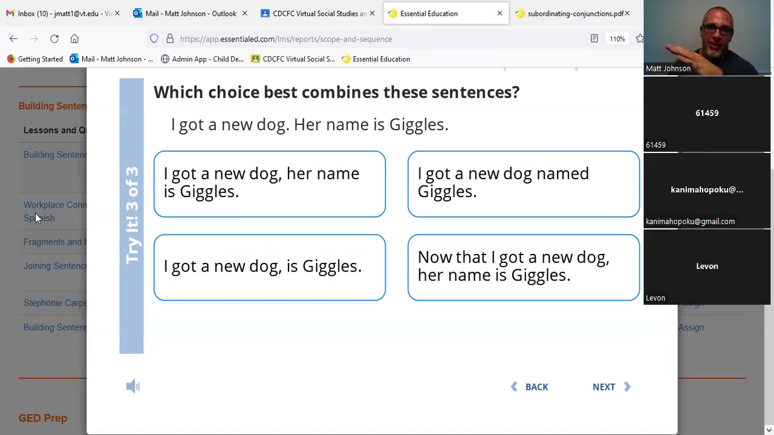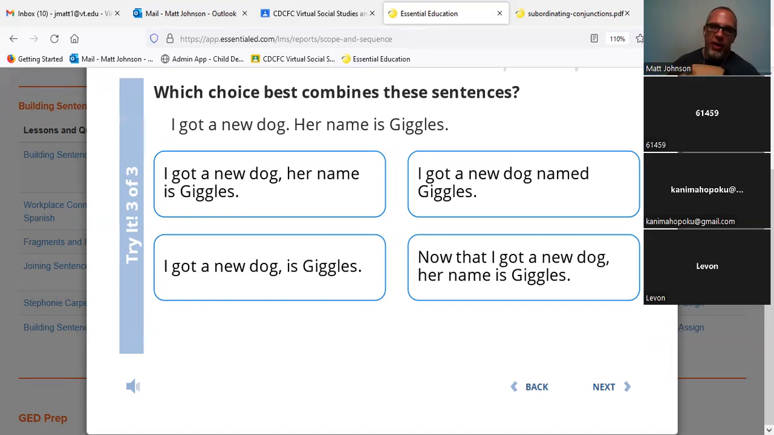So yeah, that's definitely out. Now that I got a new dog, her name is Giggles. Not correct, right? Because it sounds like because I got a new dog, her name is Giggles. Or, that doesn't explain, that's changing the idea in those first two sentences.